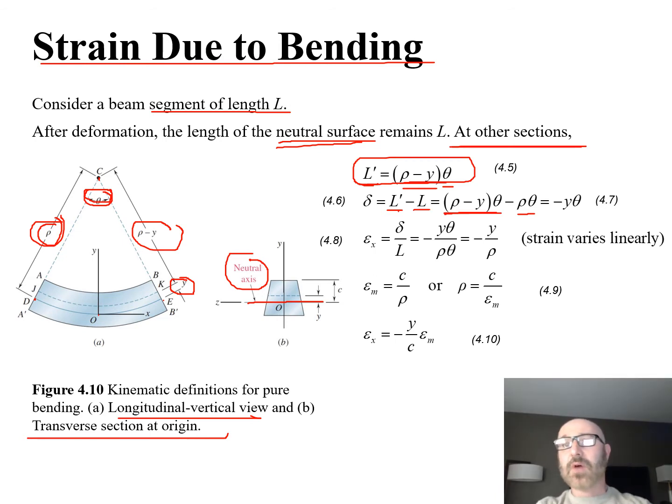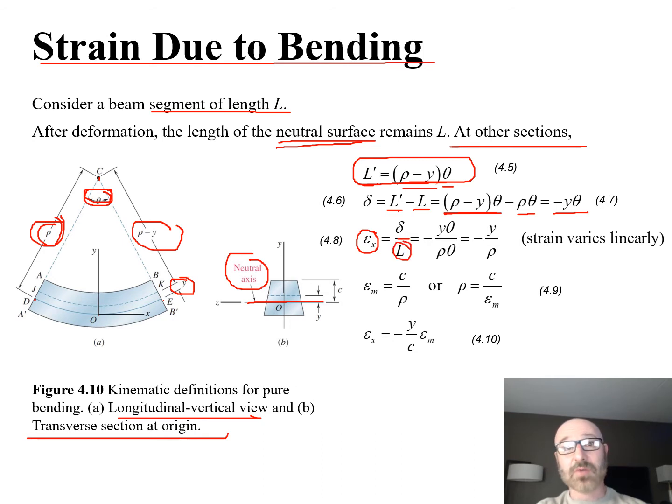So next we want to find our strain. Let's take a look at our strain in the x direction right here. Our basic definition equation for strain is delta over L. Now we have a relationship for delta up top there, and we simplify that down. That simply becomes our negative y theta, so we have our negative y theta over L.